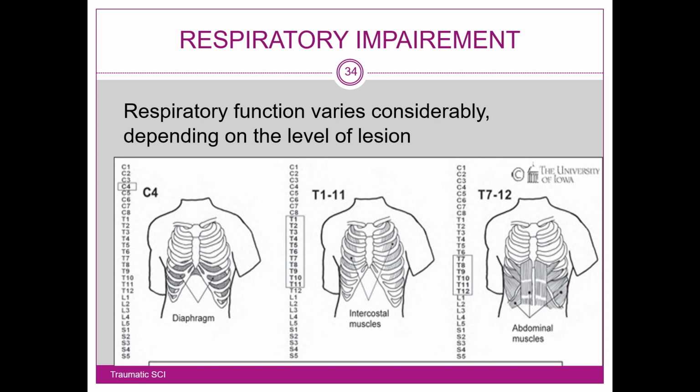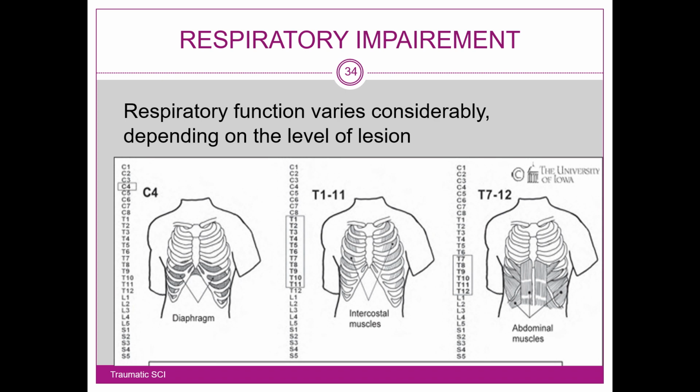Respiratory is the most important part. We have seen respiratory function varies considerably depending on the level of the lesion. So we know the phrenic nerve, C3, C4, C5, supplies the diaphragm. Injury is at the C3 or C4 level, specifically at C4. If there is injury at C3, you already know the patient will not survive, because immediately the diaphragm will be paralyzed, and once the diaphragm is paralyzed, the patient cannot breathe. So at C4, the diaphragm will be partially spared.